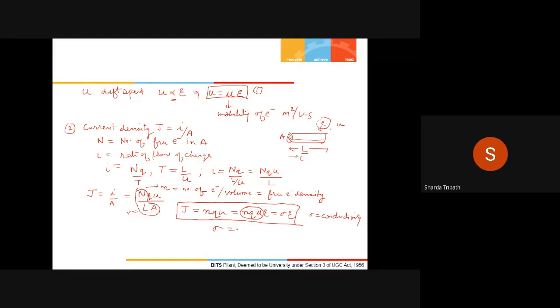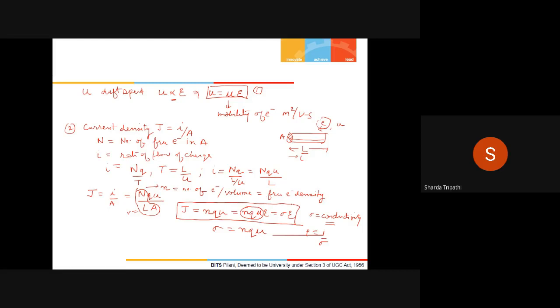Okay? Sigma, the conductivity will be given by N into Q into mu. Now, given the conductivity, we know one more term, that is the resistivity, and it can be related to conductivity by the relation resistivity rho is equal to 1 by sigma. So this relation we already know.